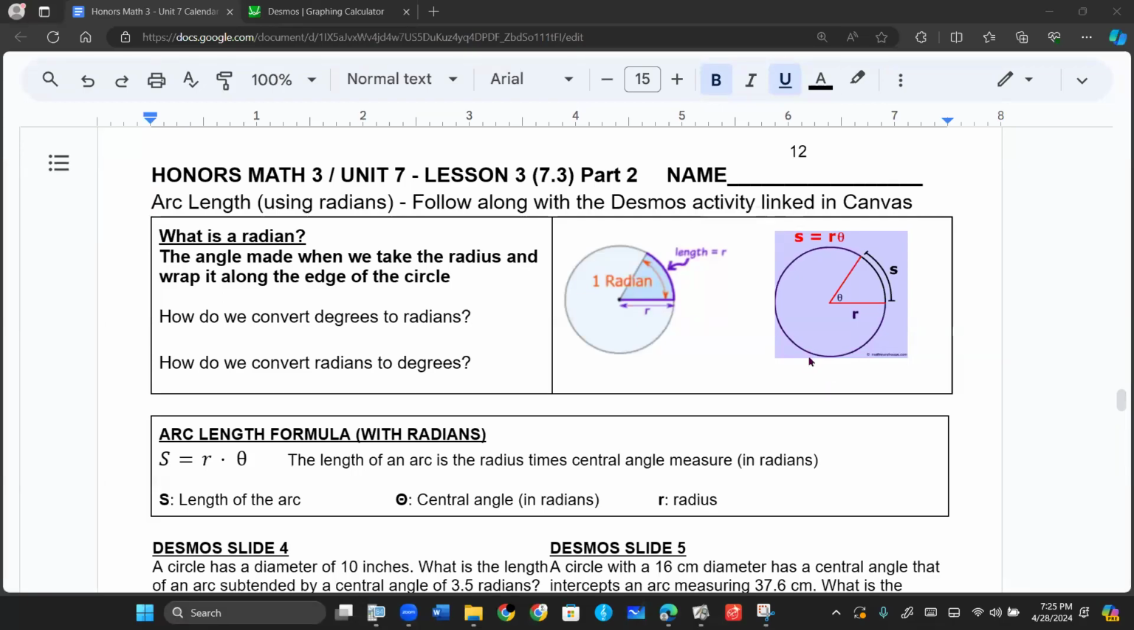Welcome back, students. We're going to be going through how to get arc length, but this time talking about how to use it with radians. And if you don't know what a radian is, I do have videos that explain what a radian is in a little bit more detail than what I'm going to currently go over.